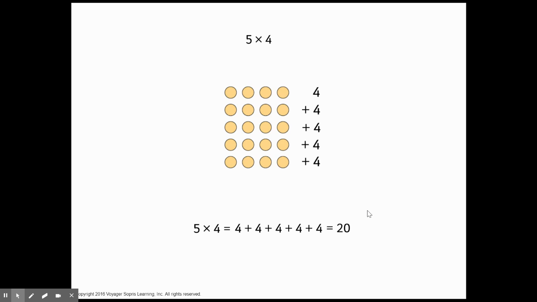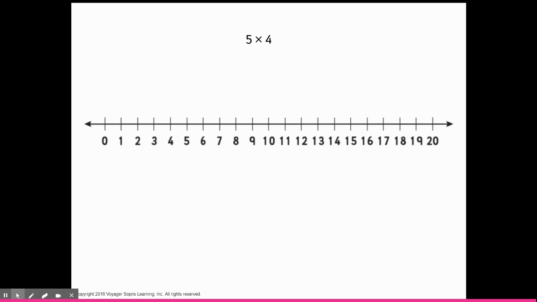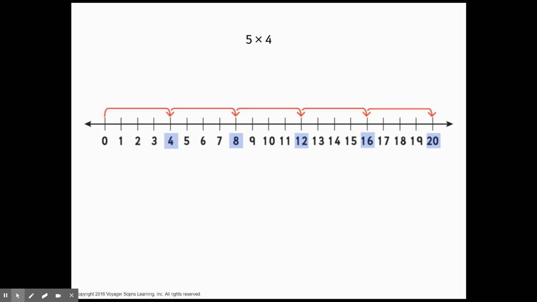Another way we could look at this is by using a number line. We can show skip counting by 4 on the number line 5 times to represent 5 times 4. We would count by 1, 2, 3, 4, 5, which shows the pattern for counting by 4s, giving us our answer of 20.